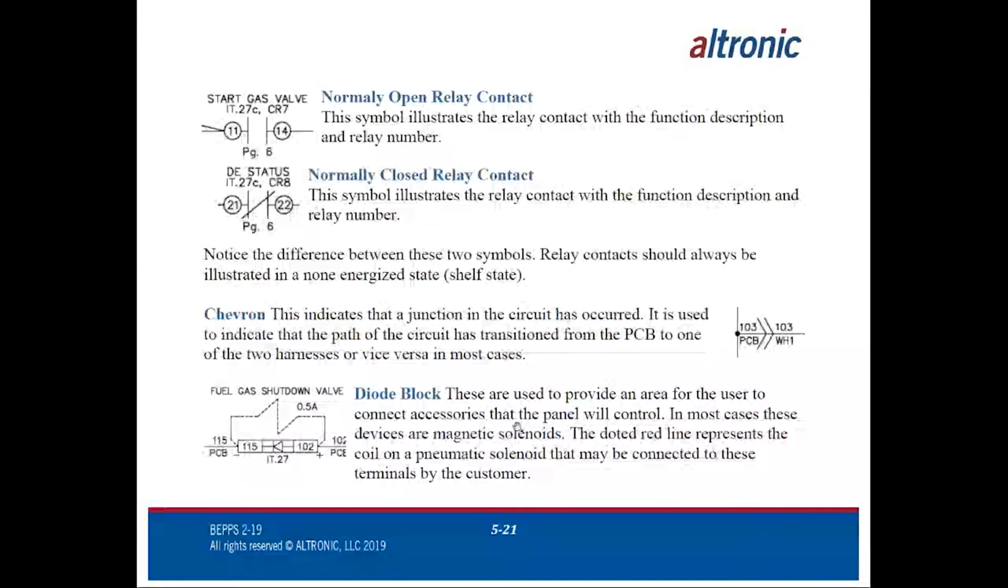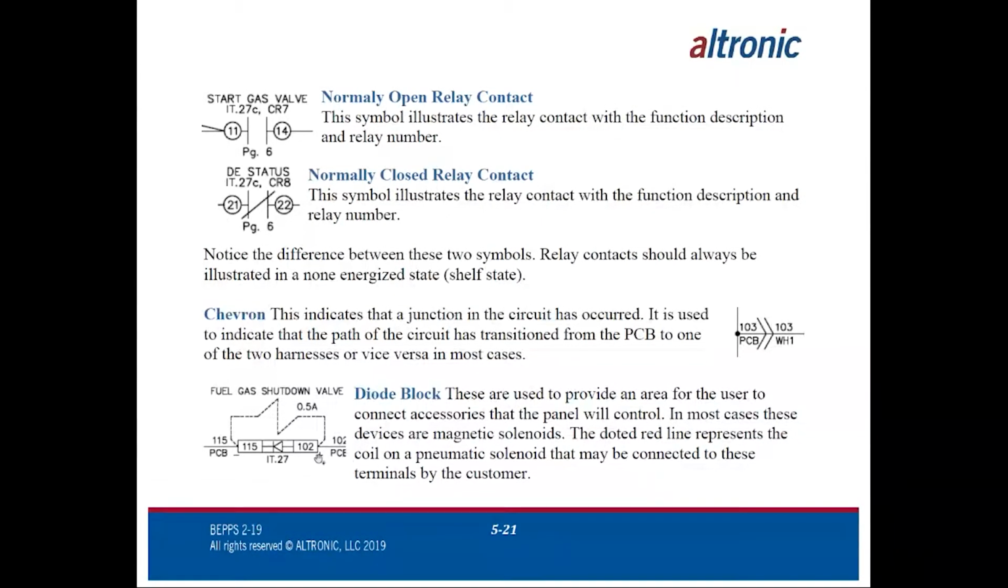to the panel. In this case, we have a 24-volt solenoid that this customer has out on the compressor package skid floor that, once energized, will switch on a pneumatic source to allow an automatic valve to open. When de-energized, the valve will return to shelf state and close. So here's our diode block. Here is our symbol to represent the customer's magnetic coil that they're going to wire to it.